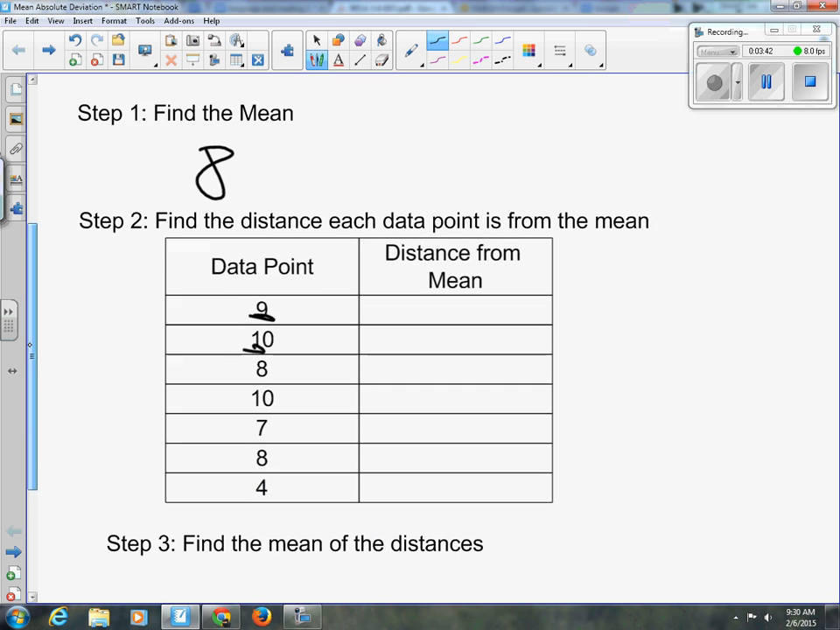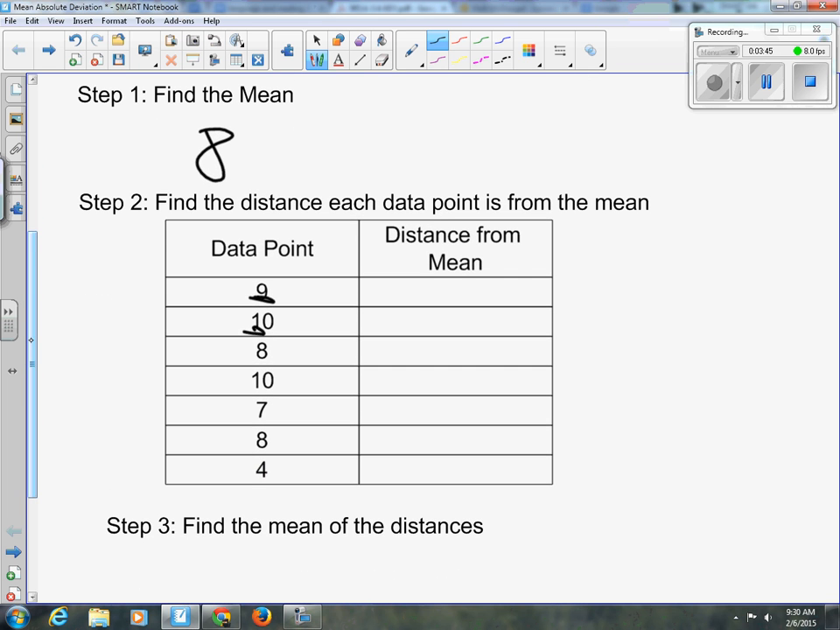So distance from the mean. The mean is 8. All right, how far is 9 from 8 on the number line? 1. How far is 10 from 8 on the number line? 2. How far is 8 from 8 on the number line? 0. And so on. This really is pretty easy. So we're going 2, and this is going to be 1, and then 8 from 8 is 0, and 4 from 8 is 4. All right? So we need to find the distance from the mean. That's step number 2. We're already done with step number 2. Very simple, right?